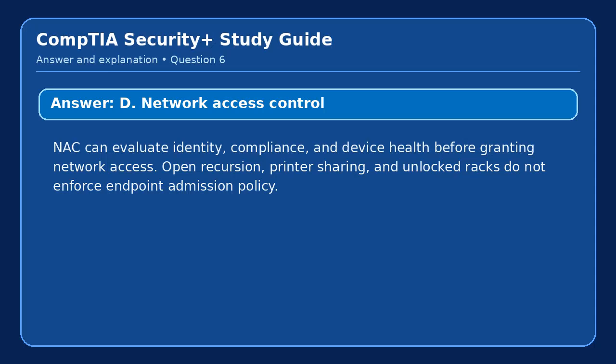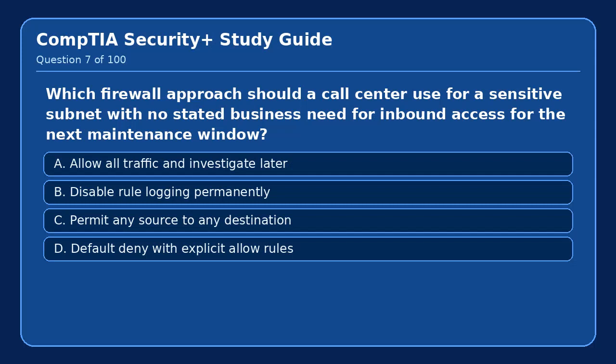Question 7. Which firewall approach should a call center use for a sensitive subnet with no stated business need for inbound access for the next maintenance window? A. Allow all traffic and investigate later. B. Disable rule logging permanently. C. Permit any source to any destination. D. Default deny with explicit allow rules. Take a moment to choose your answer.